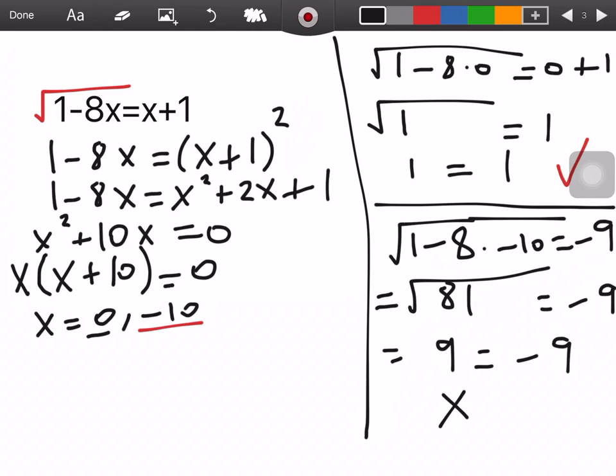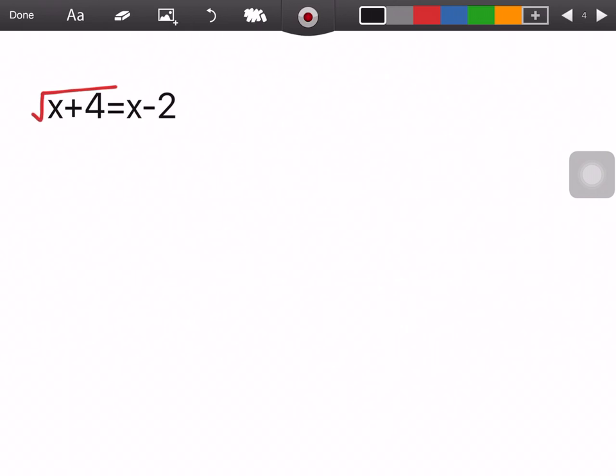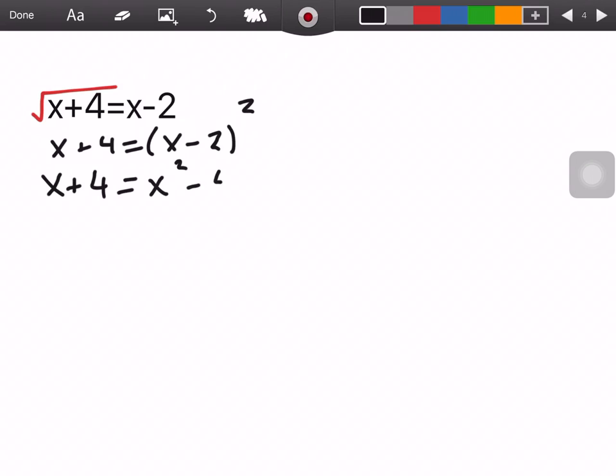Okay, let's do one more. So square root of x plus 4 is equal to x minus 2. The first thing you need to do is square both sides. So it will become x plus 4, which is equal to x minus 2 squared. Okay, so now we're just going to expand. So x plus 4 is equal to x squared minus 4x minus 4x plus 4.